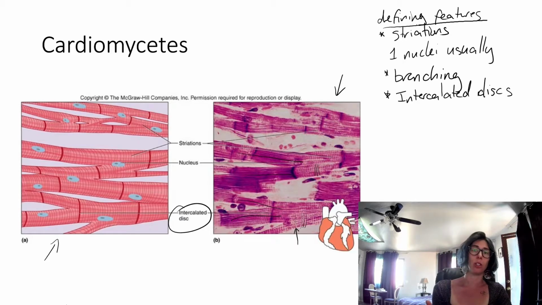It is connected to our nervous system, and what our autonomic nervous system, our parasympathetic and our sympathetic nervous system, can do is decrease or increase our heart rate. So our autonomic nervous system can modify our heart rate, but it's not necessary for our heart to beat at a normal base rate. So we say that the heart is autorhythmic.